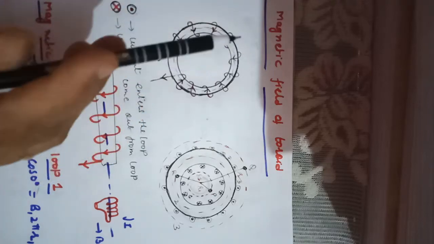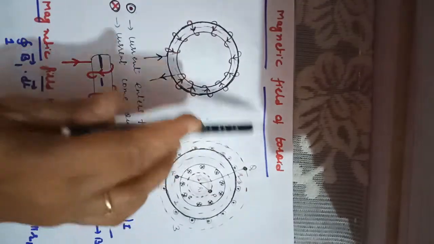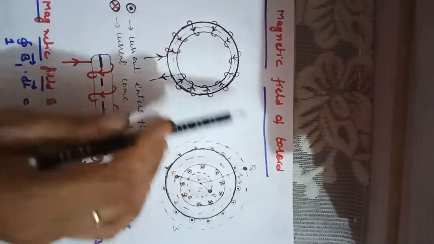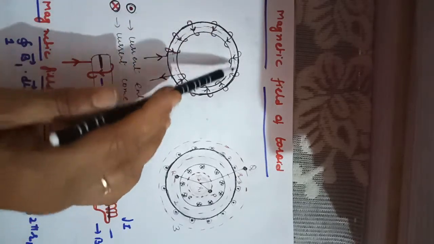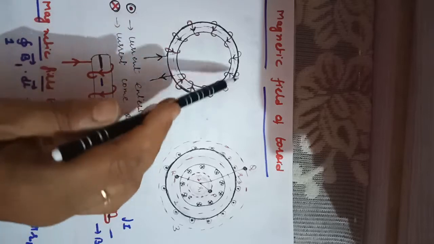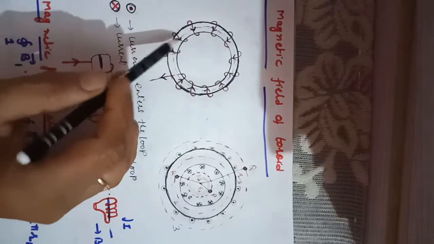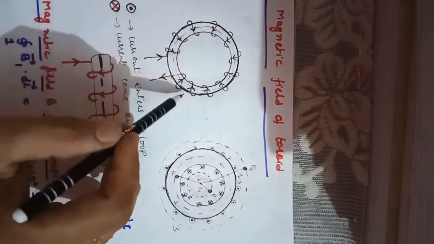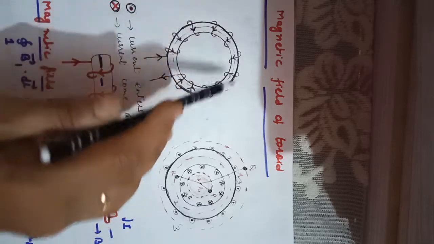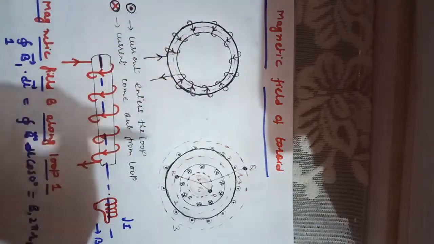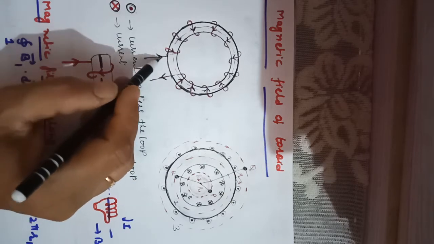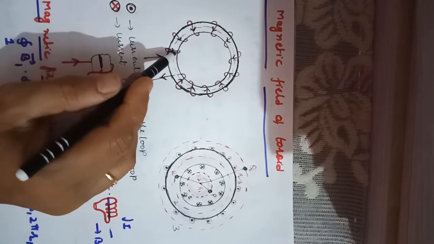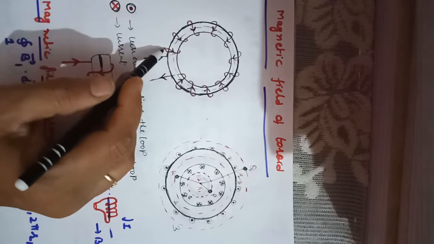Now children, this is the magnetic field of the toroid. So this is the arrangement of the toroid, and this is in the form of a circle, and the insulated copper wire is wound on the circumference of this toroid. Now first of all, we will see the current enters in each turn of the toroid.